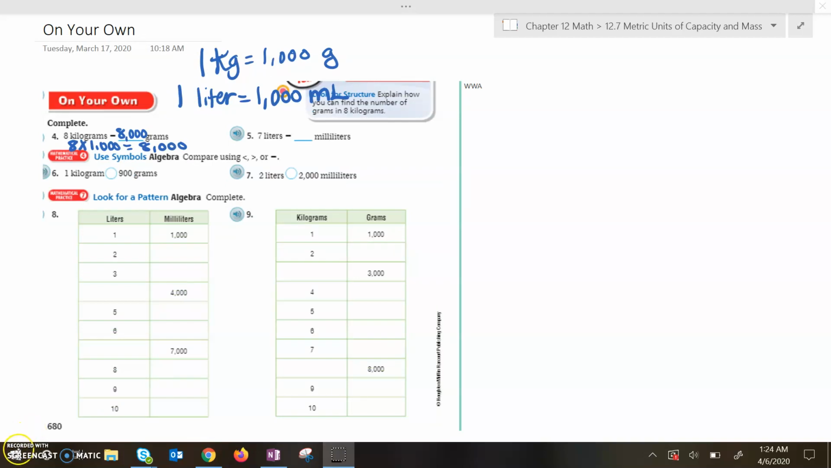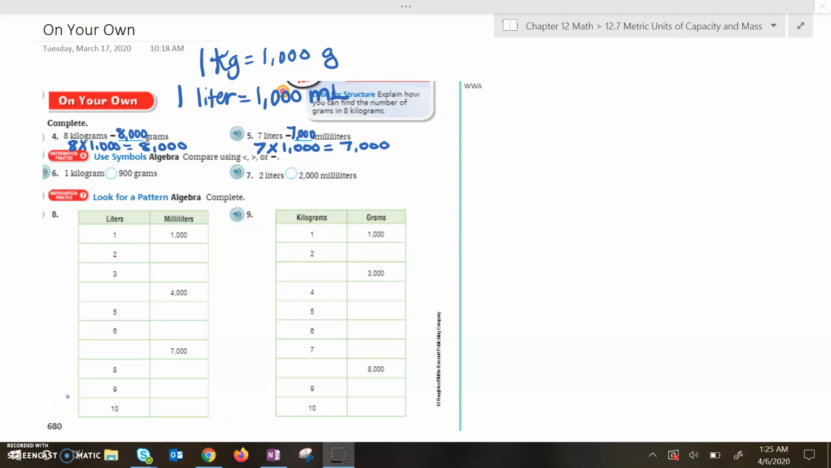Number 5, 7 liters equals blank milliliters. Go ahead and pause and solve. You should have gotten 7,000 milliliters because there are 7 liters. We have 7 sets of 1,000. Now at the beginning of the year, we discussed how important multiplication was. And now you're finding out that you're using it in almost everything we've done this year. So well done for practicing your multiplication.